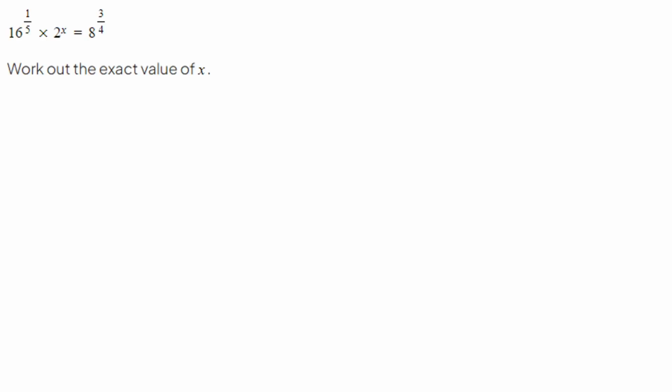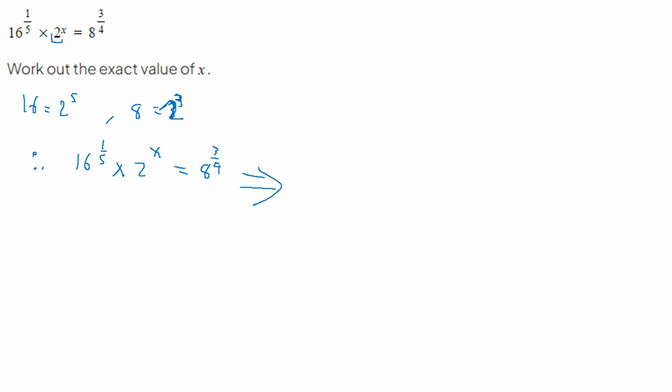It even works when we have to solve equations. So for this one, we have multiple different bases, but we can make all of them be based 2. So what did we discuss before? We were told 16 is equal to 2 to the 4, and 8 is equal to 2 to the 3. So therefore, 16 to the power of 1 over 5 times 2 to the power of x is the same as 8 to the 3 over 4.